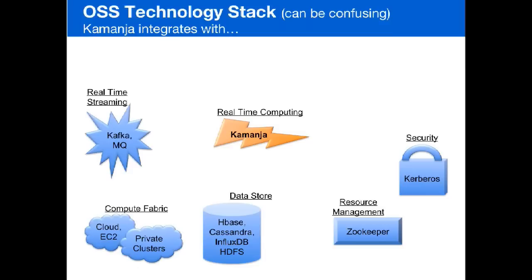Okay, so the OSS, or open source system technology stack, it can be confusing. So I'll start off simple. These are some of the things that Kamanja integrates with. So we're in the center of the diagram there for the real-time computing. So in the real-time streaming, you can check off if you want Kafka or MQ, or if you don't want streaming. The compute fabric can be on a cloud. So many times, companies like banks don't want to do their processing out in Amazon EC2. It'll be an internal cloud. Although if they're doing social media analysis, then that would be outside the firewall.